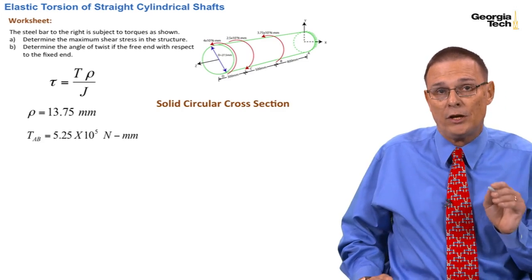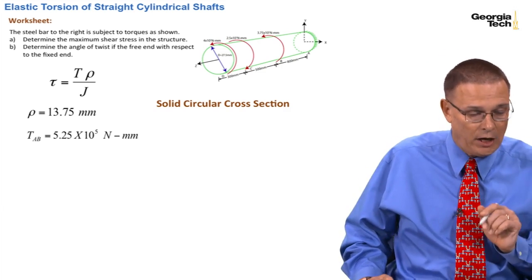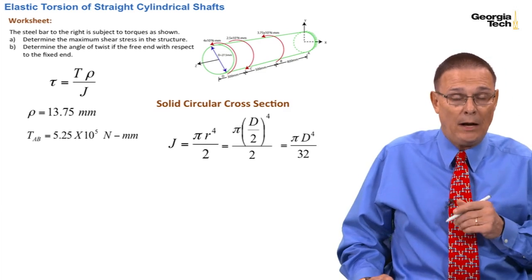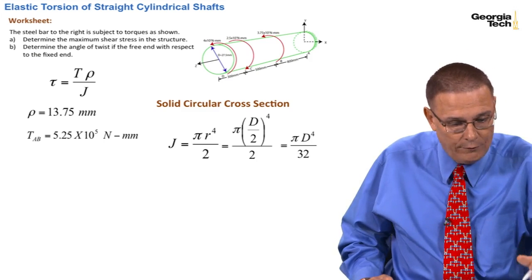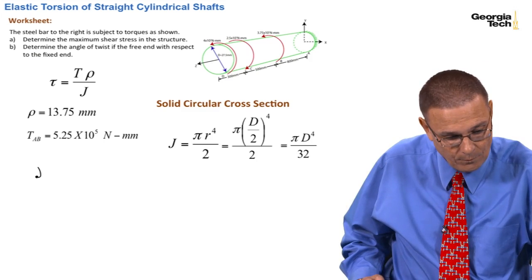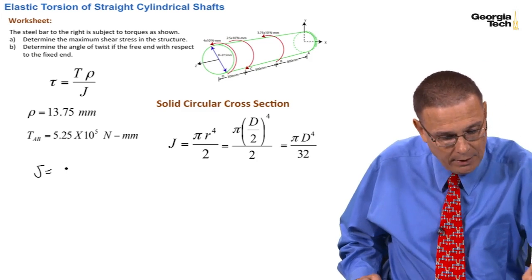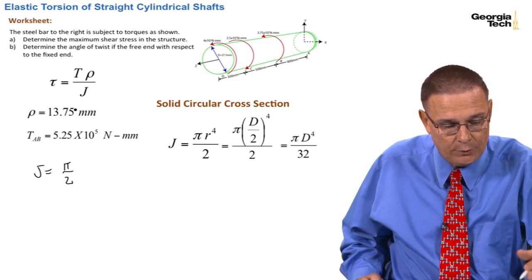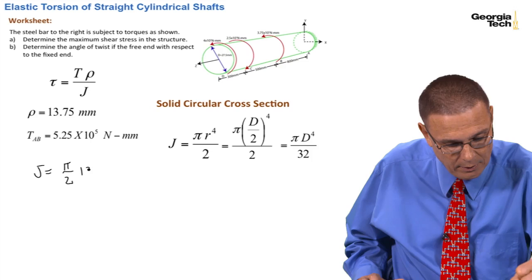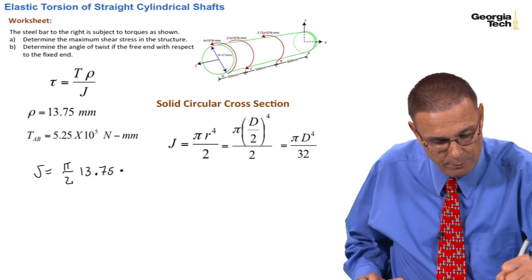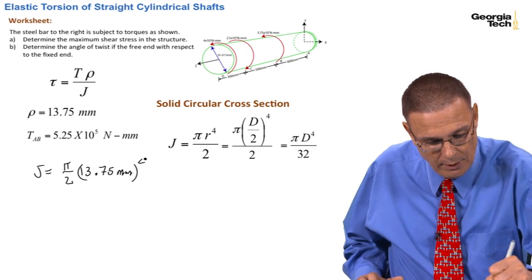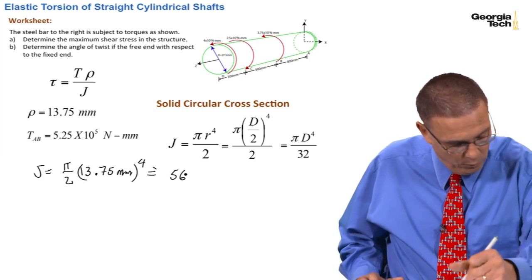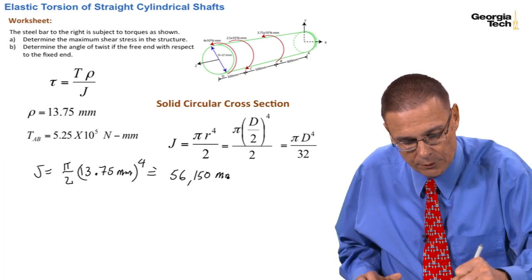This is a solid circular cross-section, so I want you to go ahead and calculate J on your own. Come on back. And when you calculate J, this is how we found the polar moment of inertia. And so we've got J equals pi over 2, and we're looking at the outer radius, so R is equal to 13.75, and we're going to raise that to the 4th power, and that ends up equaling 56,150 millimeters to the 4th.